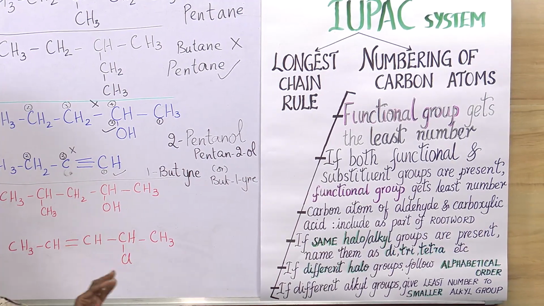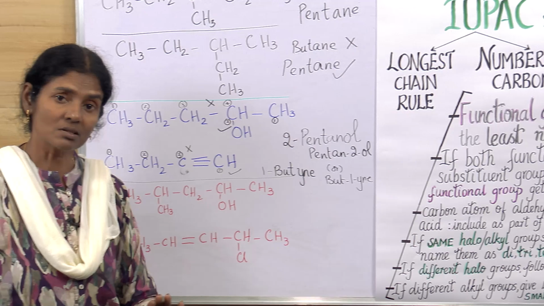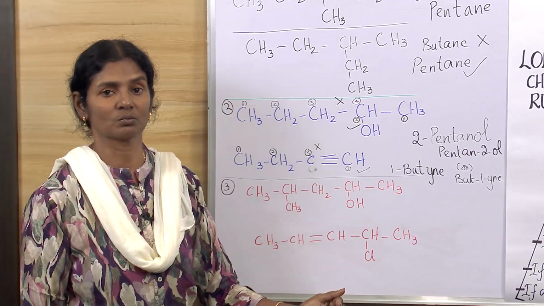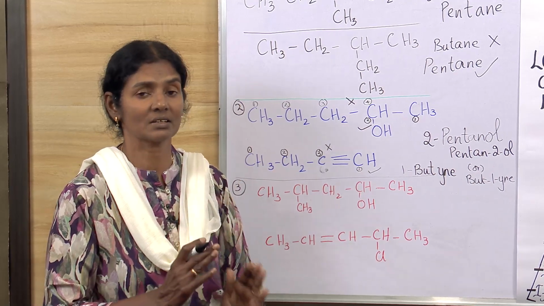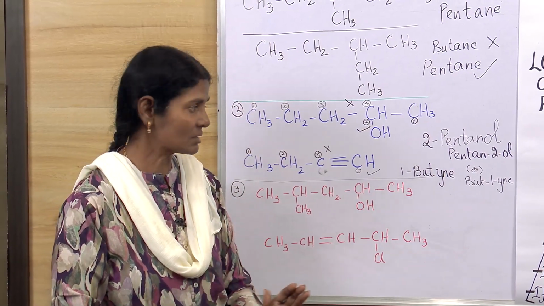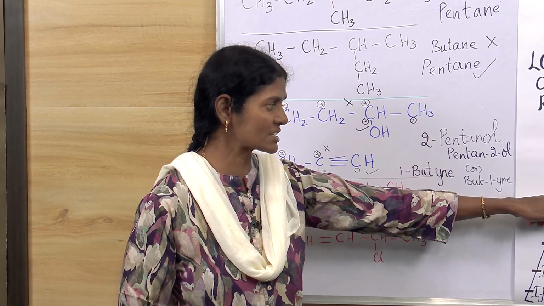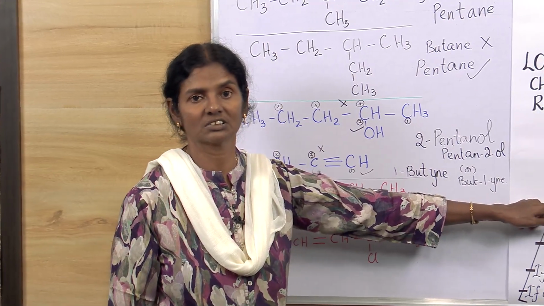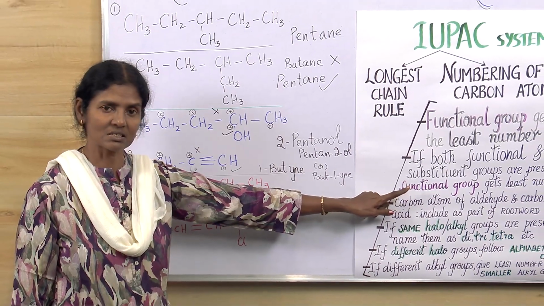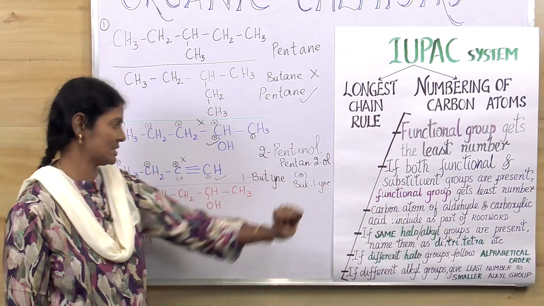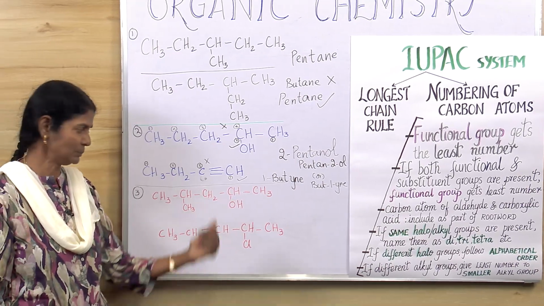Okay. Supposing there is the functional group and the substituent group. So both are in competition. Which one gets the least number? Still, the functional group only gets the least number. So that is the third thing we should remember. If both are present, still the functional group gets the least number. Let's look at this example.